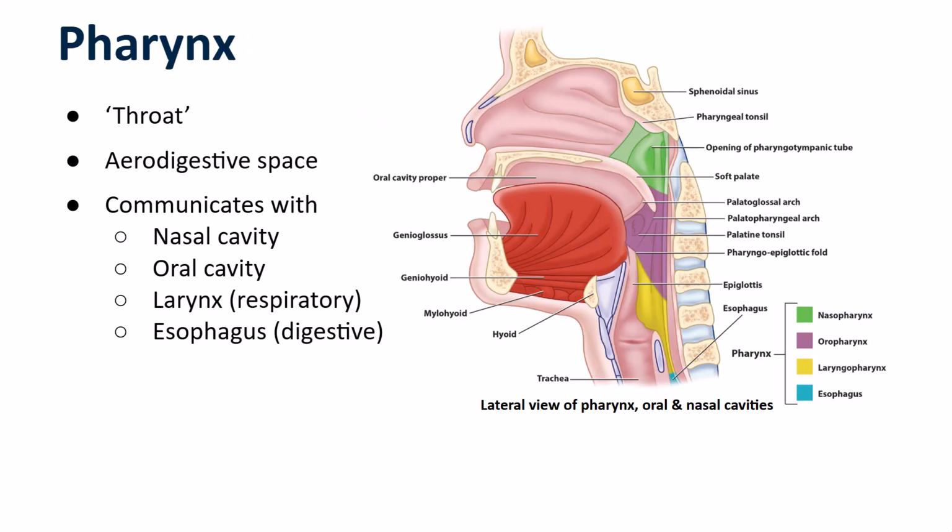So to begin, the pharynx colloquially is known as the throat. It is a shared space between respiratory and digestive systems, so oftentimes we refer to it as an aerodigestive space. It communicates anteriorly with the nasal cavity and the oral cavity, and distally, inferiorly, with the esophagus as part of the digestive system, and the larynx as part of the respiratory system.